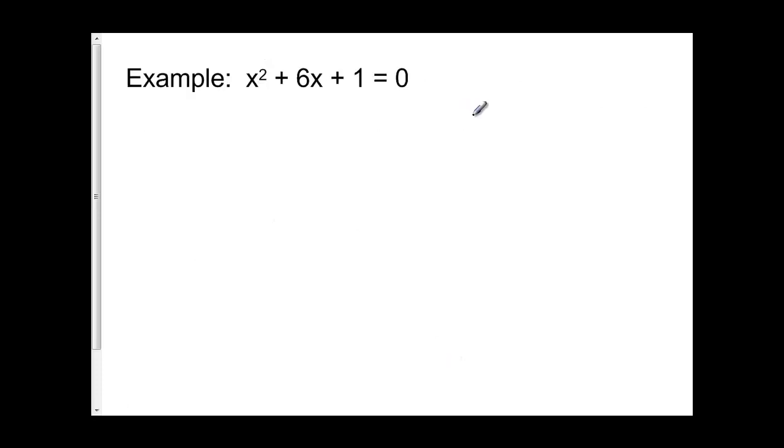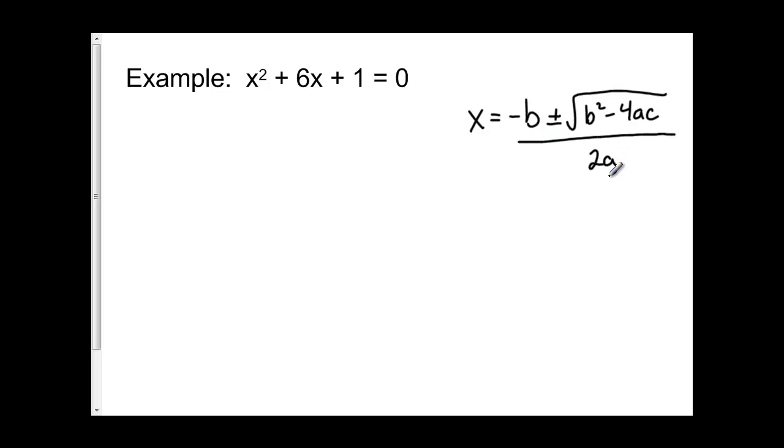So our first example, I'm going to rewrite the quadratic formula here. We've got x equals negative b plus or minus the square root of b squared minus 4ac, all divided by 2a. So our first step is to look at our example and figure out what a, b, and c are.